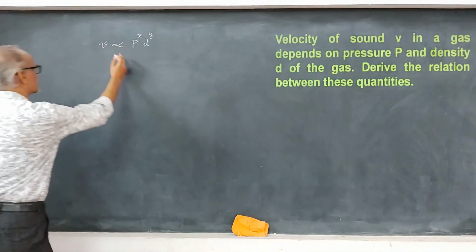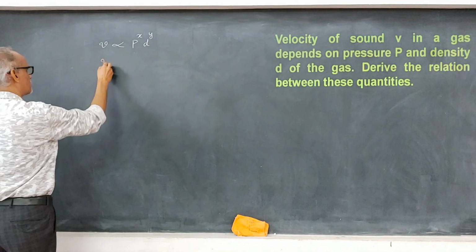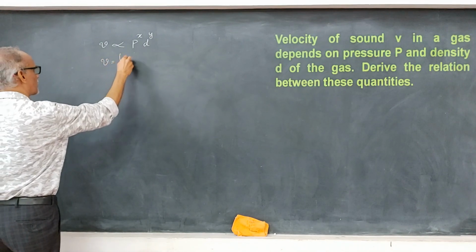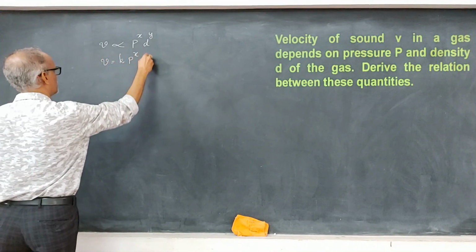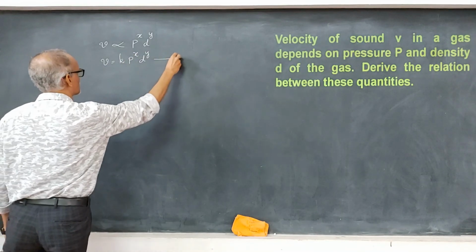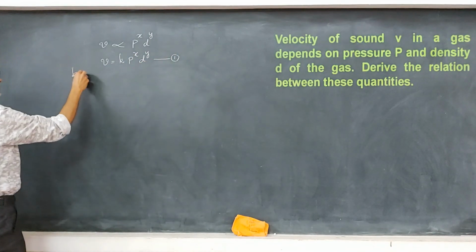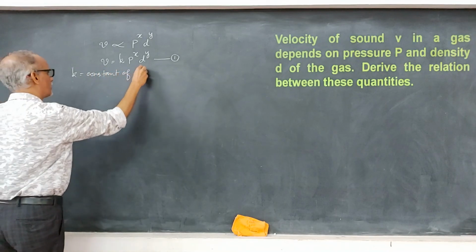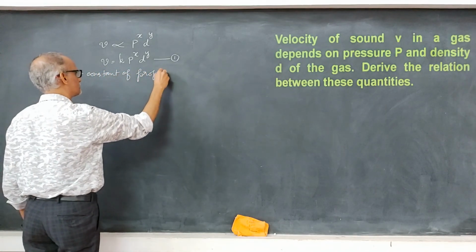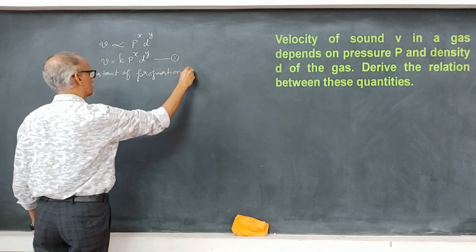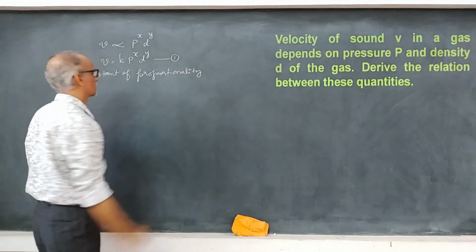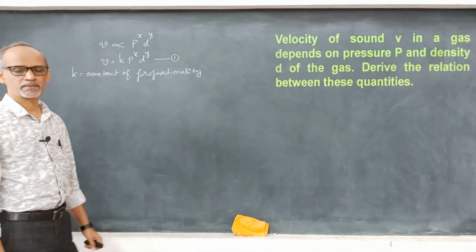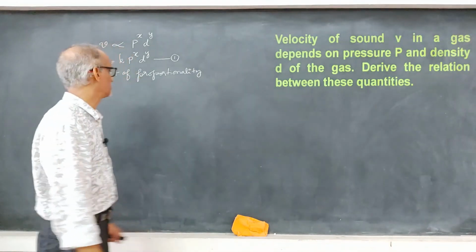Okay. The next step is, whenever there is a proportionality, replace it by a constant k, P to the power x, D to the power y. Okay. So, this is one of the equations, and do write where k is a constant of proportionality. Okay. What is the next step? Writing the dimensional formula of each term.